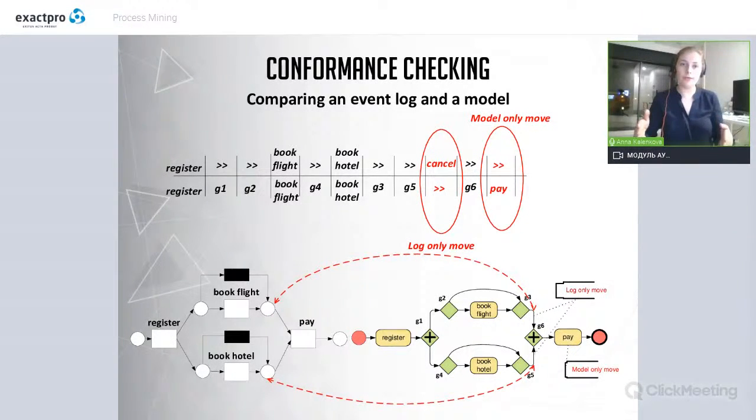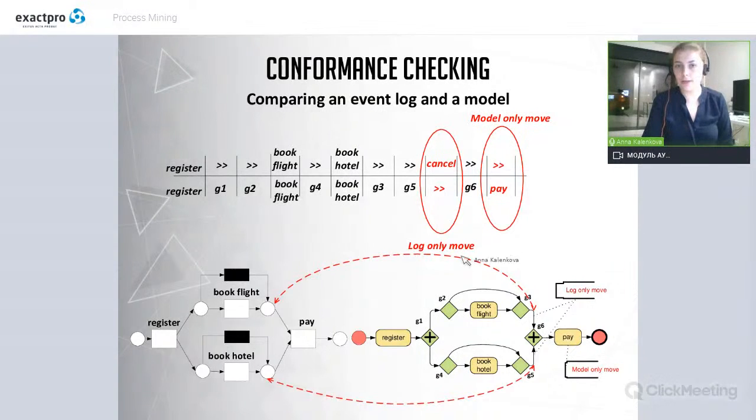So we were moving synchronously in log and model, and then finally we reach a state where we make a log move and there is nothing we can do in the model. And we can highlight the states in the model and say, oh, here is a problem. We have only a log move that is not synchronous. So we have some unexpected event in our event log.